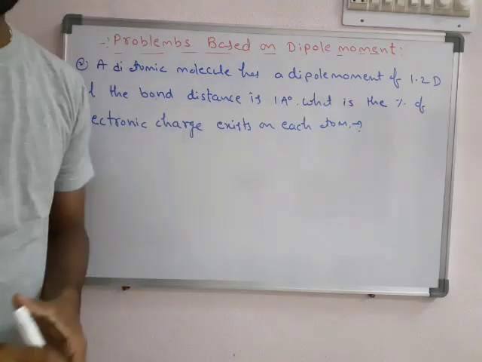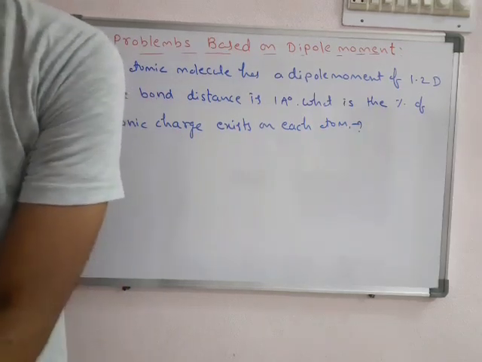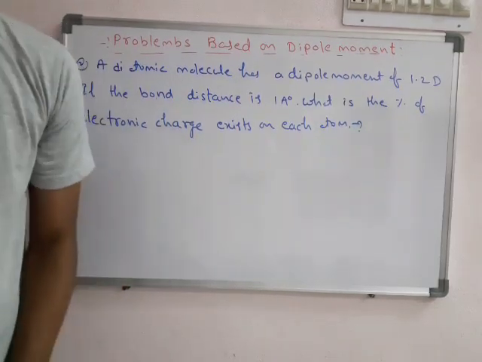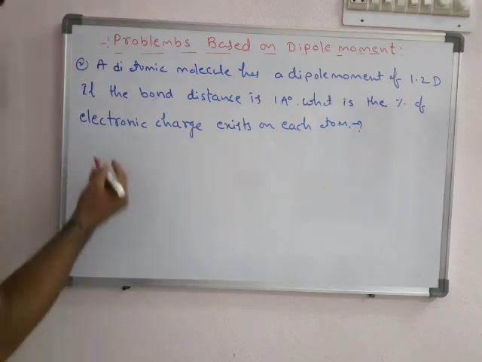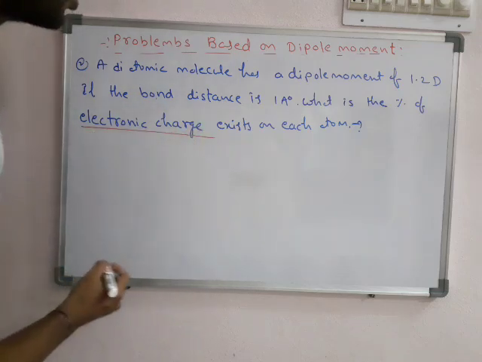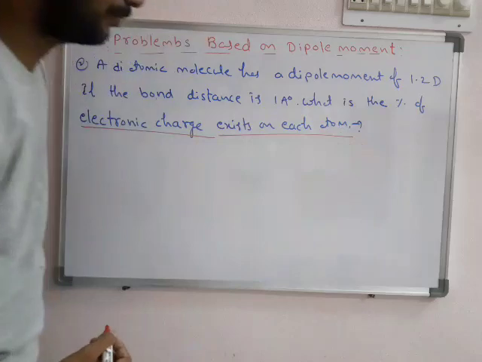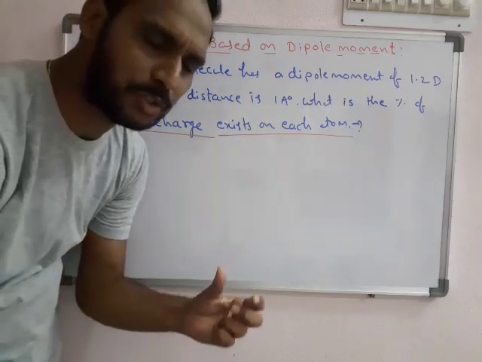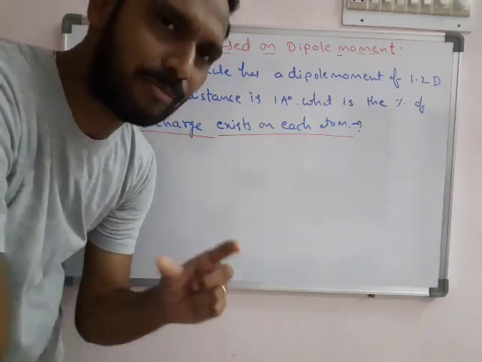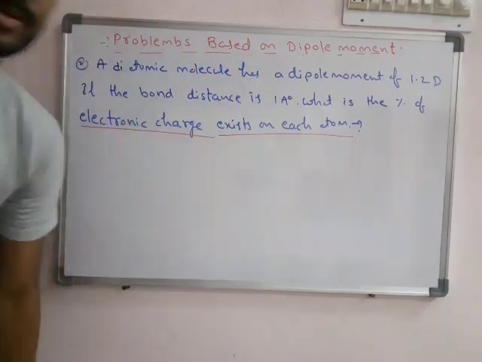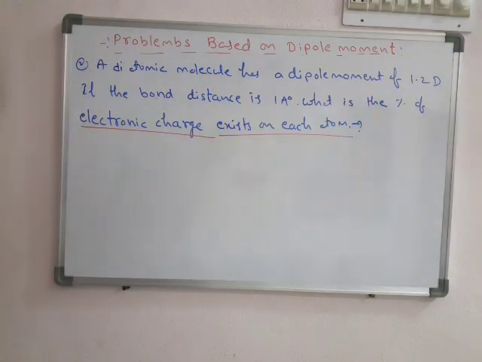Okay, so here it's a very important problem. We need to find out the electronic charge present on each atom. Each atom, when there are 2 atoms, has the same charge, so we need to find out the charge on 1 atom.